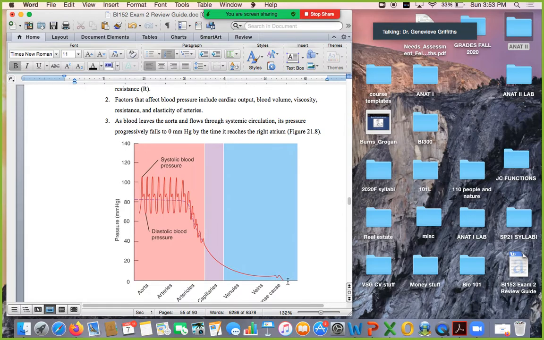Then it's going to be almost zero. So here we have the blood pressure. This is your regular lub-dub that you're seeing with your systolic and diastolic blood pressure, systolic being high, diastolic being low. And that's going to happen as we travel through the arteries. We're not losing anything into the arteries.